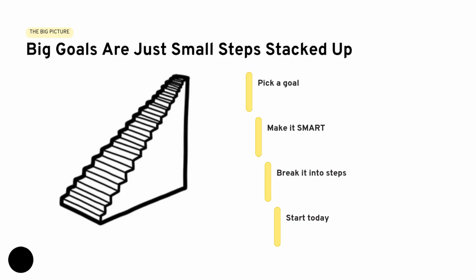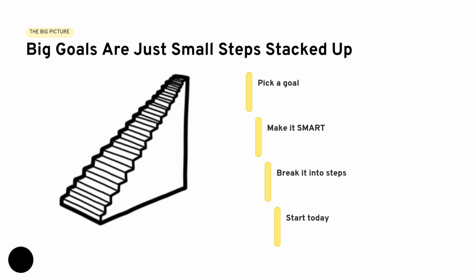Big goals are just small steps stacked up. A large goal can feel very overwhelming until you break it down. Every big goal is really just a pile of small, doable steps. You don't have to figure out the whole staircase at once. You just have to take the next step and be consistent. So pick a goal or a wish or a want, make it SMART, break it into steps, and then start today. This is exactly what your 30-day and 6-month plans will do next.